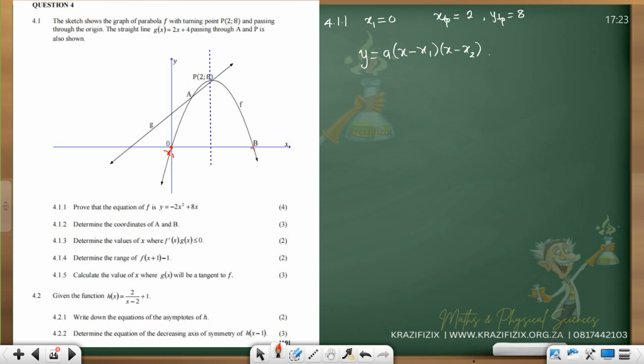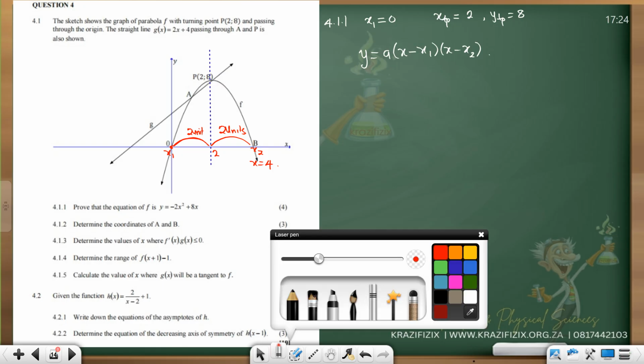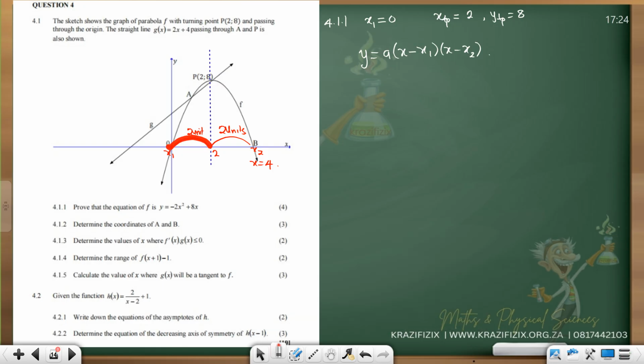x1 is that. x2 is that. What is the x value here? 2. It's the midpoint. So if I have 2 units here, I'll also have 2 units here, which automatically gives me my x2 as 4, because I am moving from here to here, 2 units. This is 2 already, plus another 2 units. Oh, beautiful.